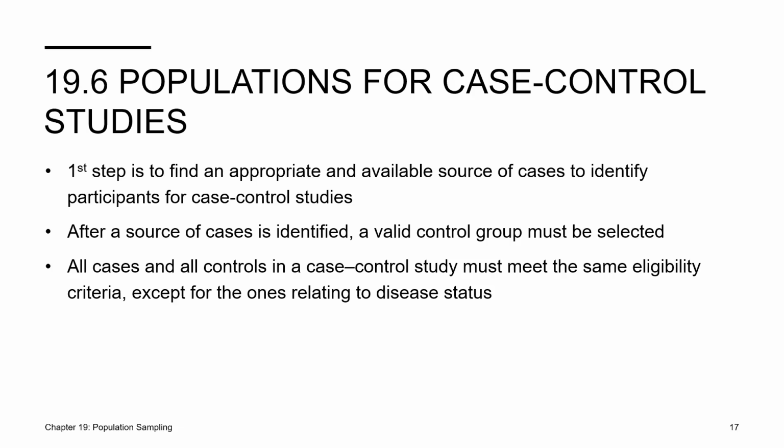Then section 19.6 covers populations for case control studies. The first step for a case control study is to find an appropriate and available source of cases to identify the participants. Then once the source of cases is identified, then a group of controls can be selected. All cases and controls in a case control study must meet the same eligibility criteria. So this is the inclusion and exclusion criteria, except for the criteria related to the disease status.